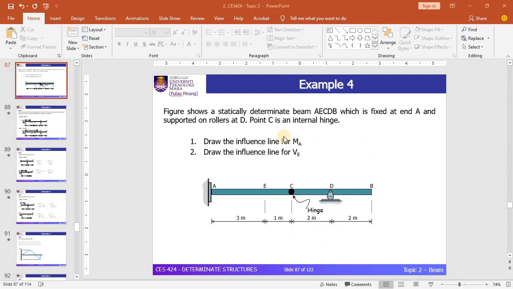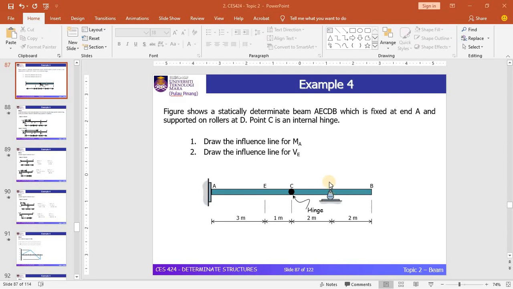In this example, we will develop the ILD for the reactions at support, which is for the moment reaction at support, and the ILD for the shear force at the point E. This beam is supported by the fix at A and the roller at D.